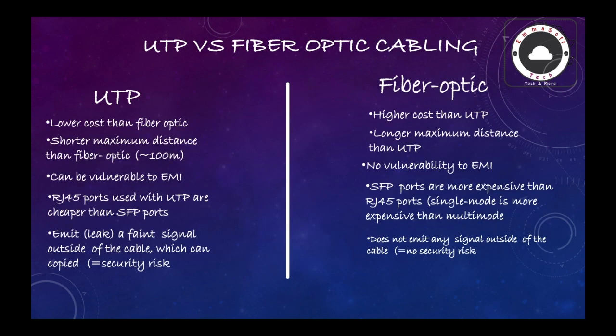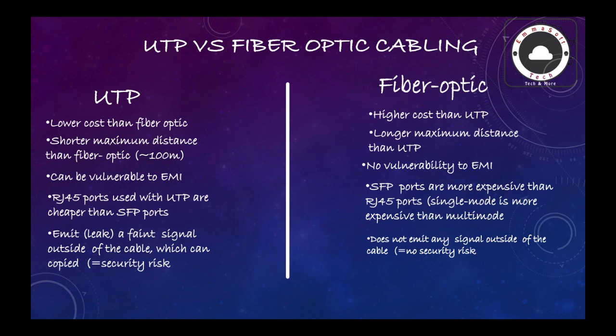Okay, let us just look at some of the comparison between UTP and fiber optic cabling. When you look at UTP, when it comes to cost, they are of lower cost than fiber, and they cover shorter maximum distances than fiber, usually approximately 100 meters, and they can be vulnerable to electromagnetic interference. RJ45 ports used with UTP are always cheaper than SFP ports, and they emit a faint signal outside of the cable, which can act as a security risk.